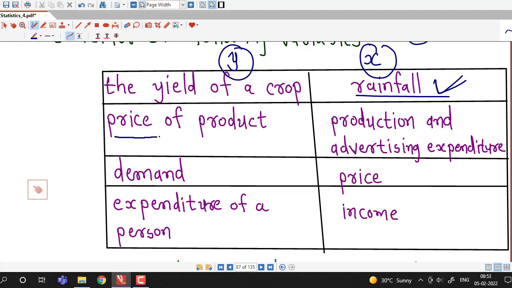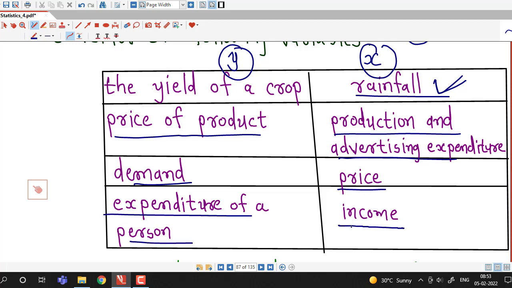Other examples are price of product and production, advertising expenditure, demand and price, expenditure of a person and income. So we can say that the expenditure of a person, denoted by y, depends on the income of a person. From the given value of income, we can predict the expenditure of a person. To find all these types of predictions, we will use regression.